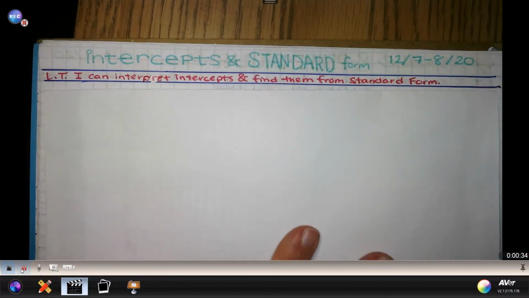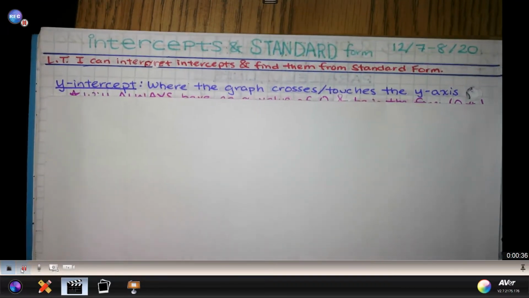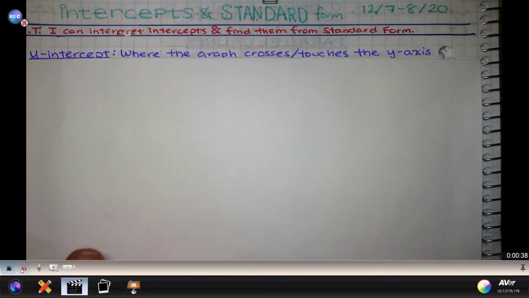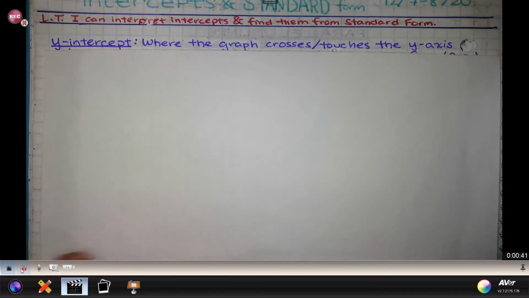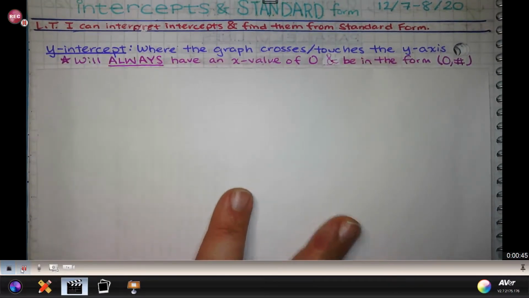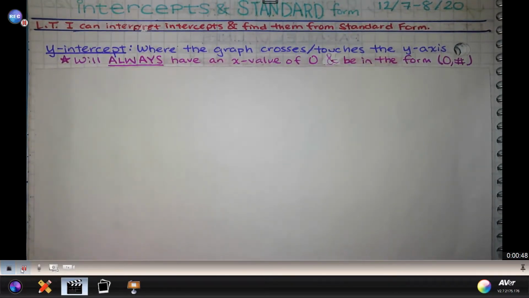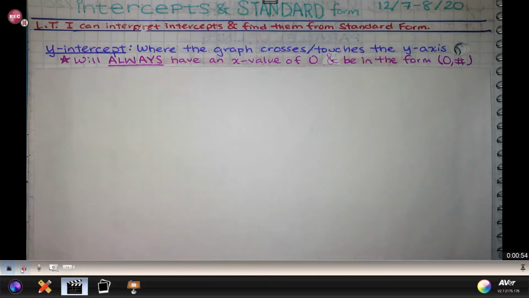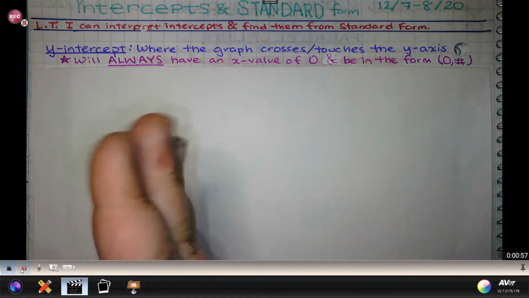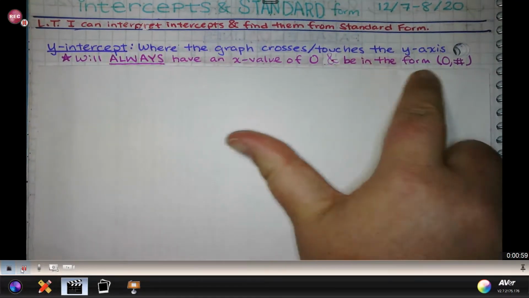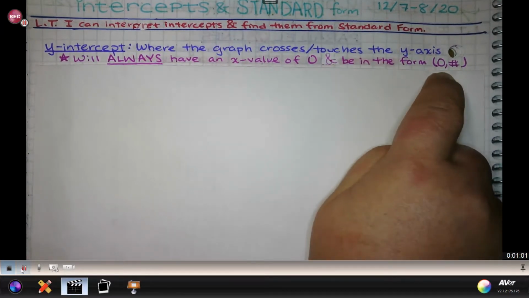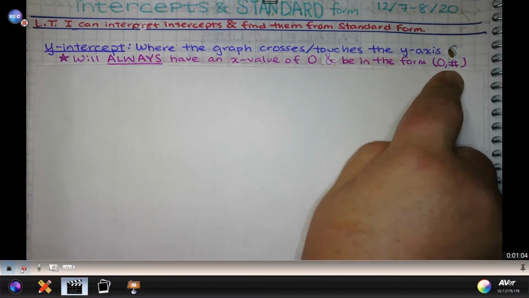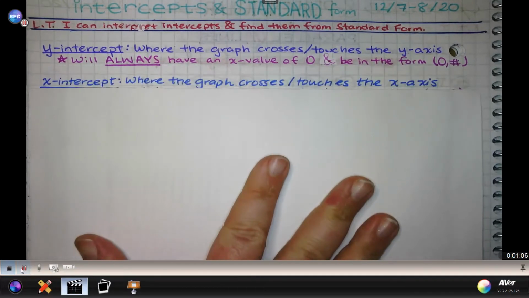Okay, so first things, you already know what y-intercept is, so I thought that would be an easy place to start. The y-intercept is again where the graph crosses or touches the y-axis, and a little more information is that this will always have an x value of 0, because if the x value is not 0, it'll move off to the left or right, and it will no longer be on the y-axis. And that means that it'll always be in the form of (0, some number). Okay? So that's what a y-intercept will look like.